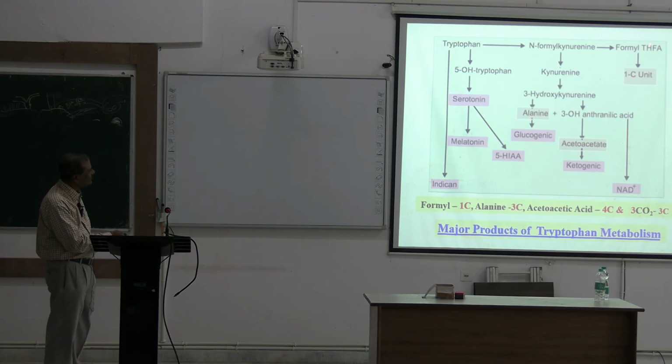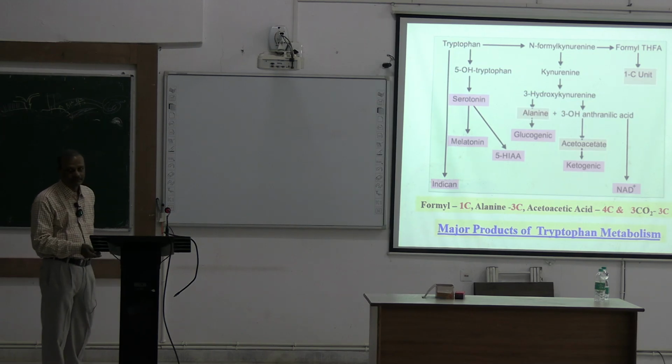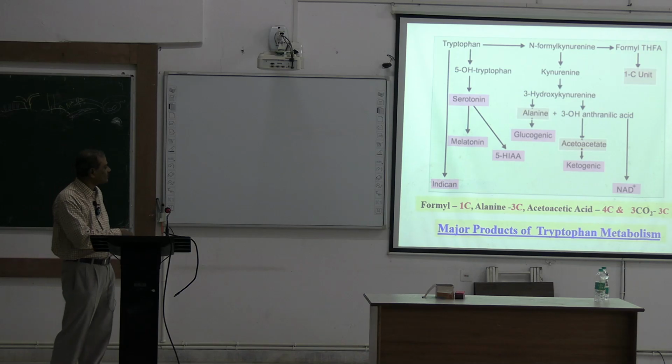This 1 carbon unit is the formyl carbon unit, one unit here. Alanine has 3 carbon units and acetoacetate is a 4 carbon unit, acetoacetic acid. So it will make a total of 11. So these are the major end products.